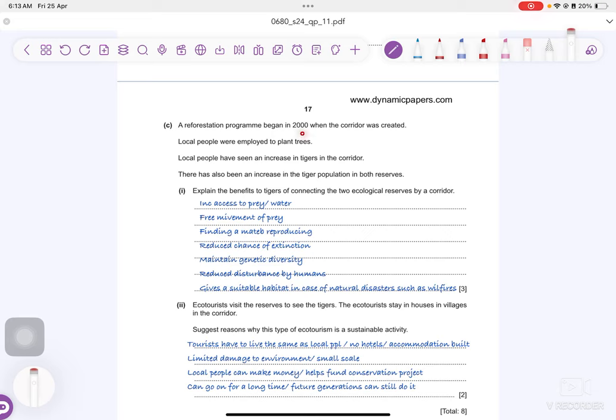The reforestation program began in 2000 when the corridor was created. Local people were employed to plant trees. Local people have seen an increase in tigers in the corridor. There has also been an increase in the tiger population in both reserves. Explain the benefits to tigers of connecting the two ecological reserves.